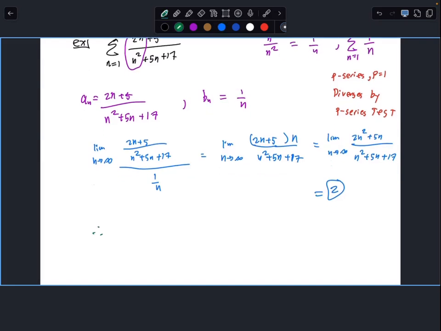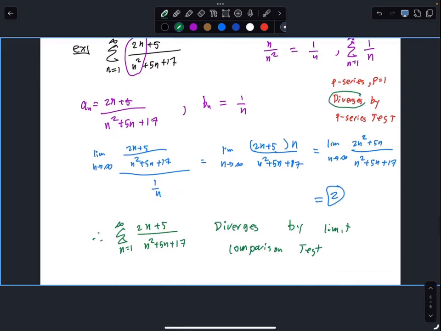Therefore, the series from n equals 1 to infinity of (2n + 5)/(n² + 5n + 17) converges, diverges, did it to me again, diverges by the limit comparison test. Remember, that's the big key right here. We had shown that this series diverged, and our series must do the same thing when we get a non-zero constant.